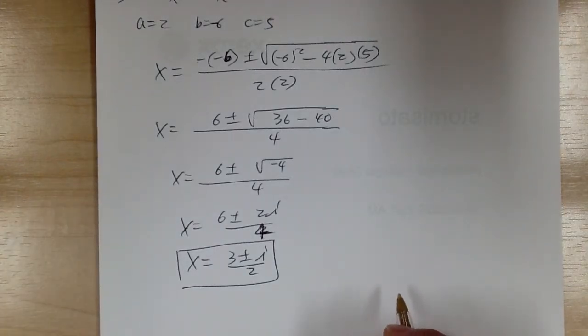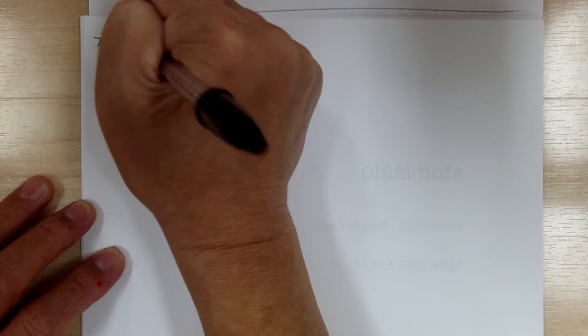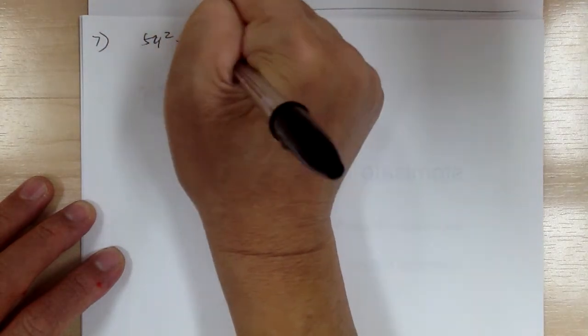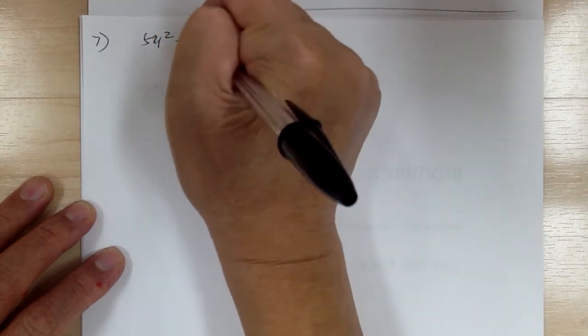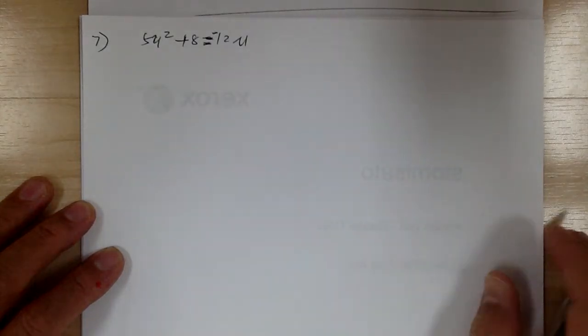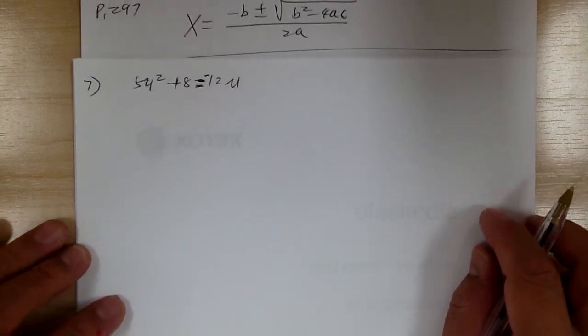Okay, let's go to number 7. You got 5u squared plus 8 minus 12u equal to negative 12u. There you go. Yeah, so make sure you copy the problem carefully. It's easy to copy the formula wrong.